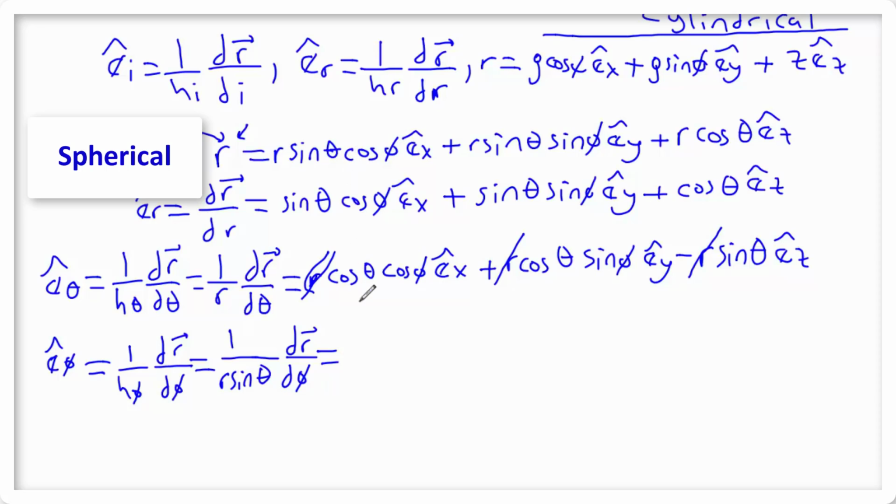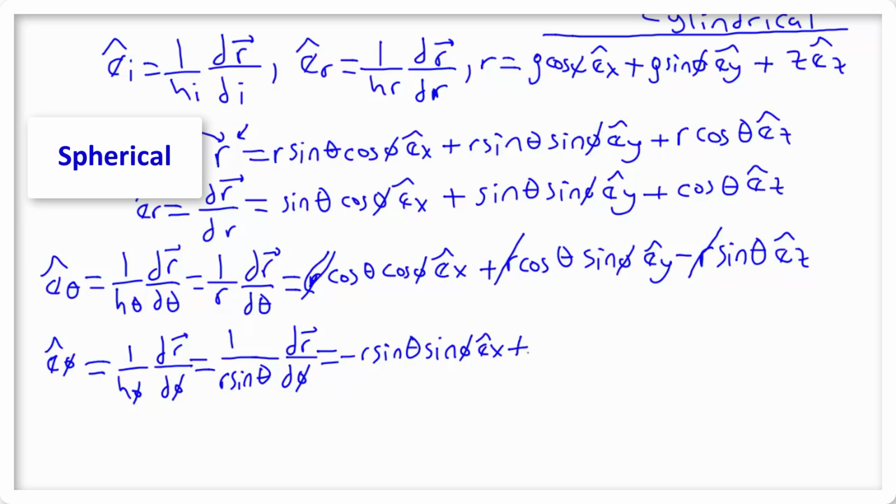Okay, before I take the derivative with respect to phi, look, there is a cos phi here. Since it is cos with respect to phi, I have to take it as minus. The derivative of cosine with respect to phi is minus sine. Here, r sine theta minus sine phi e_x.